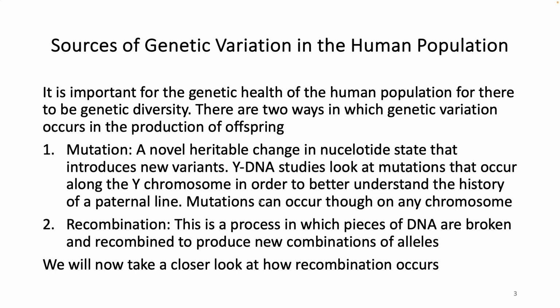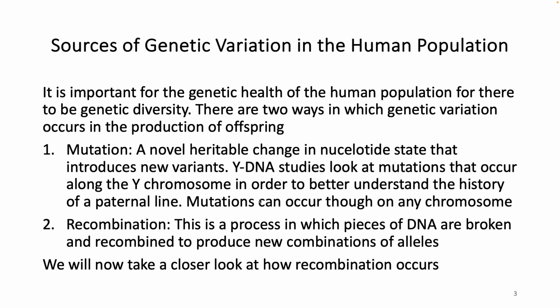So I wanted to spend a moment to talk about the sources of genetic variation in the human population. It's important for the genetic health of the human population for there to be genetic diversity. And there are two ways in which genetic variation occurs in the production of offspring. So what's one way that we can see genetic variation? Well, that is mutations. And what is a mutation? It's a novel heritable change in nucleotide state that introduces new variants.